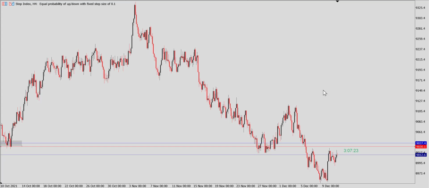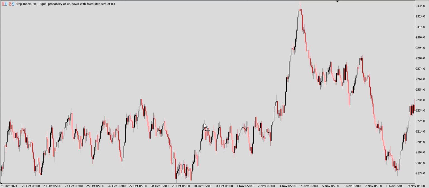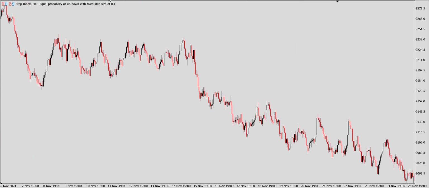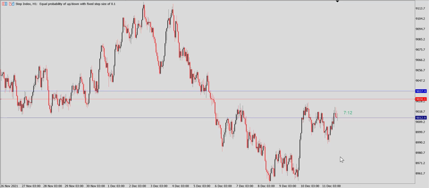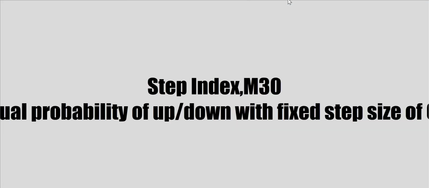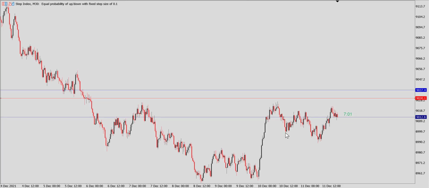So after, if we go to lower time frame, let's just go to lower time frame and see if we can get enough price action there. 1, 2, 3, 4, 5. Okay, yes. All right.